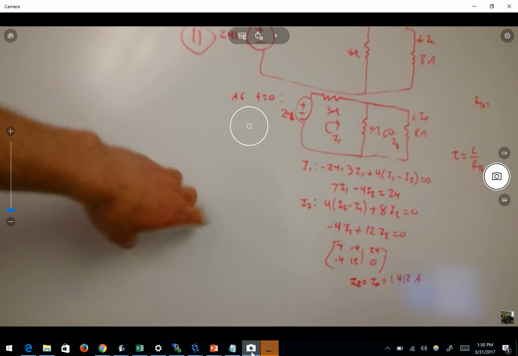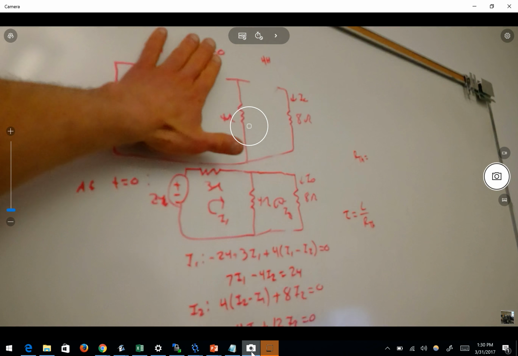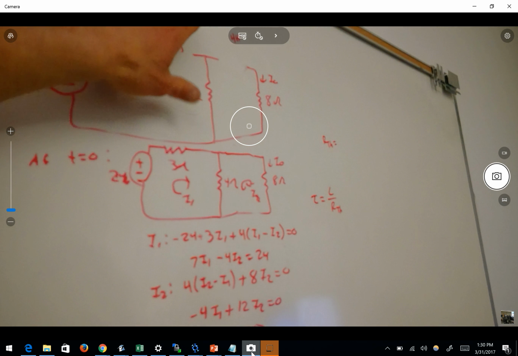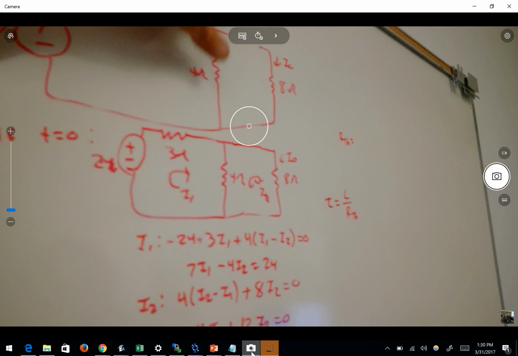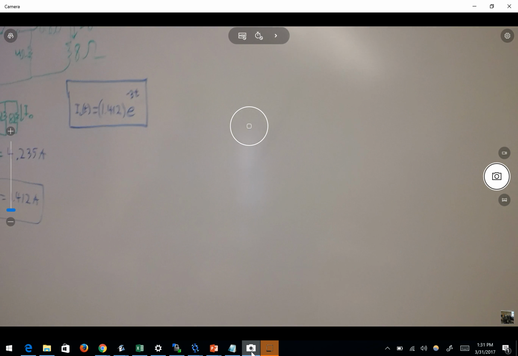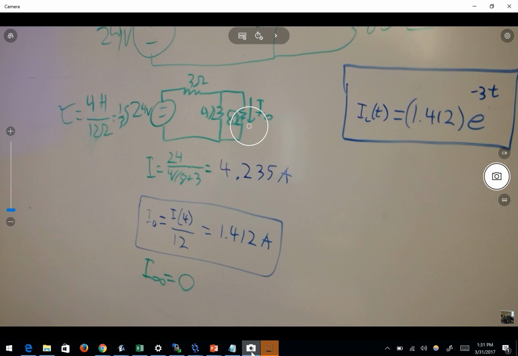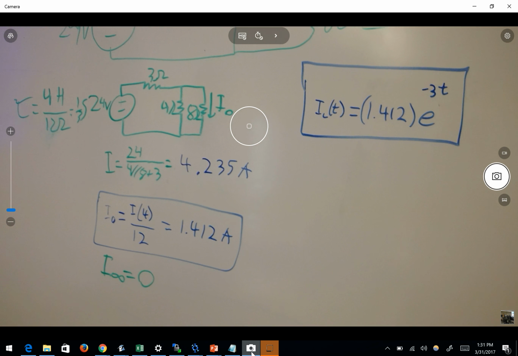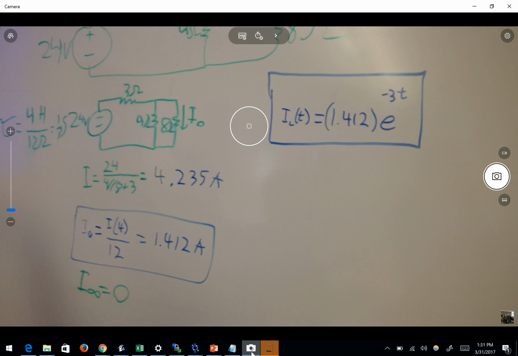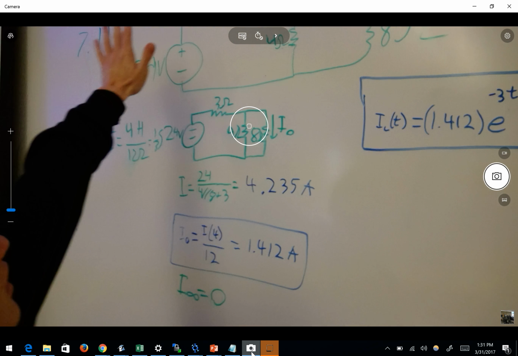It's helpful to redraw the circuit with all that stuff out here. You're right, this goes away because the switch opens, so it'd just be these two. And the resistance from A to B when you remove the inductor is just the sum of those two. You got that? Your tau was 4 over 12. When the switch is open, so it's just this, right? Yep. Nice. That's how it works.